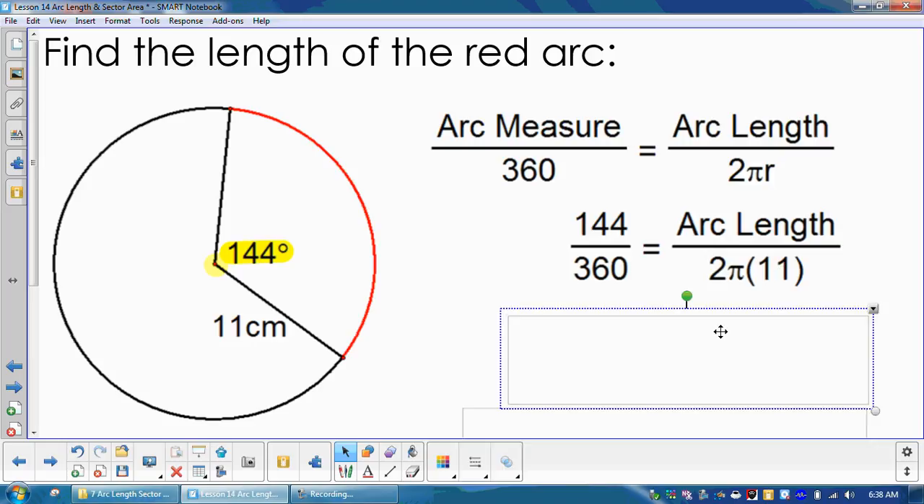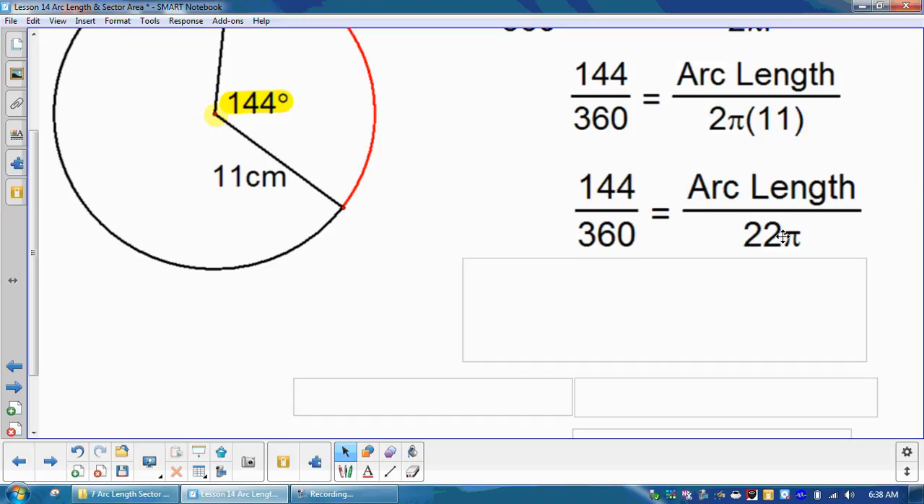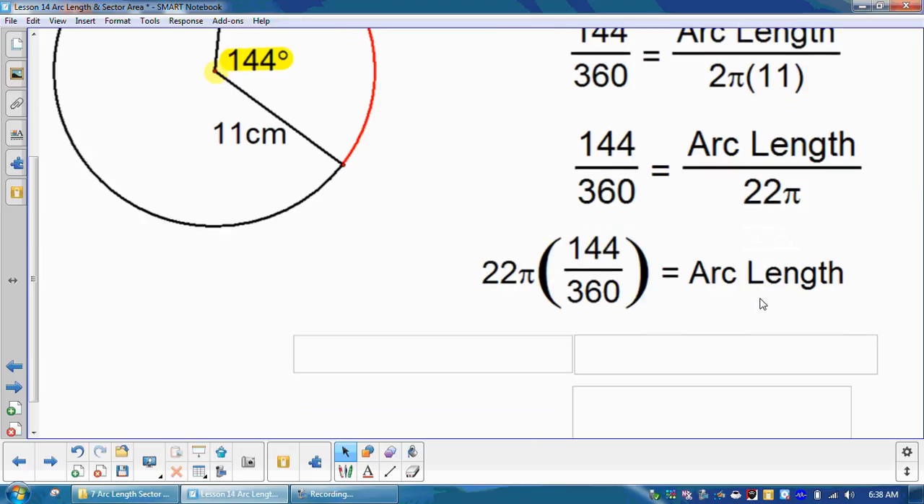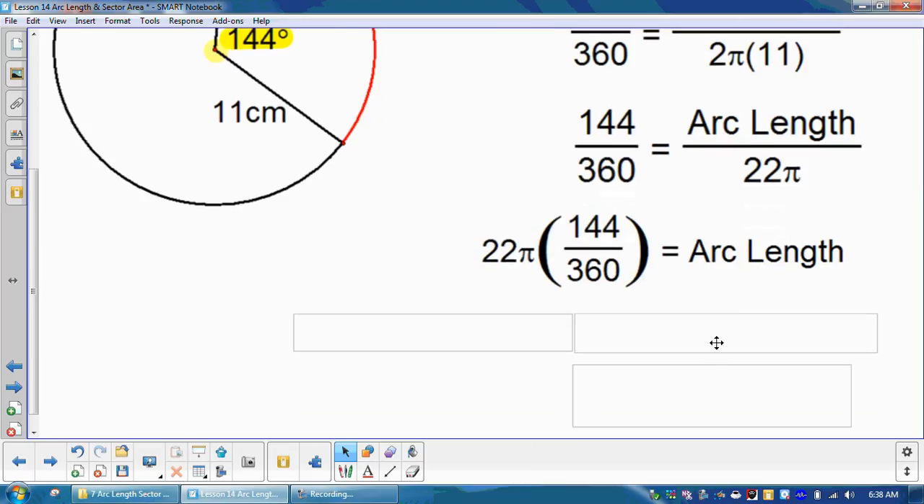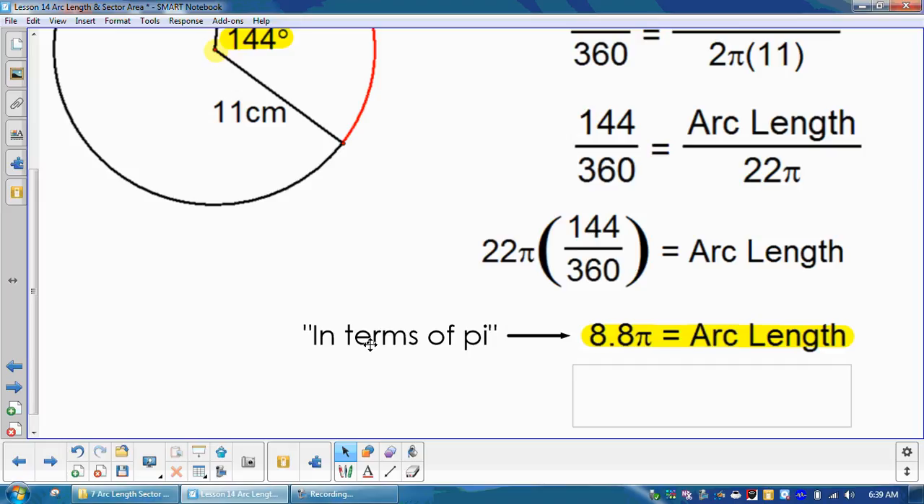I'm going to simplify that side. And then I'm going to multiply both sides by 22 pi. I'm not going to multiply yet by pi. So I'm getting my arc length alone. Now my recommendation would be to do 144 divided by 360. You'll get a decimal, then multiply that by 22. That'll give you 8.8.